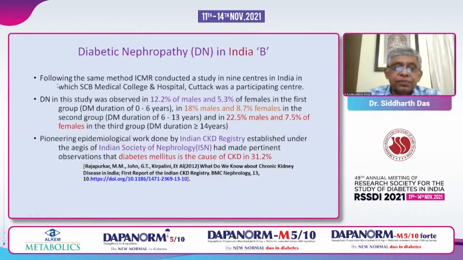Now, in the diabetic nephropathy study, it was observed to be 12.2% in males and 5.3% in females in the first group, that is 0 to 6 years. It was a 9-center collaborative study under the ICMR. Between 6 and 13 years it was 18% in males and 8.7% in females, and for more than 14 years it was 22.8% in males and 7.5% in females, which is less than the previous study under the aegis of the WHO. Now, coming to the pioneering epidemiologic work by the Indian CKD registry of the Indian Society of Nephrology, diabetes mellitus was found to be the cause for CKD in 31.2% of cases.